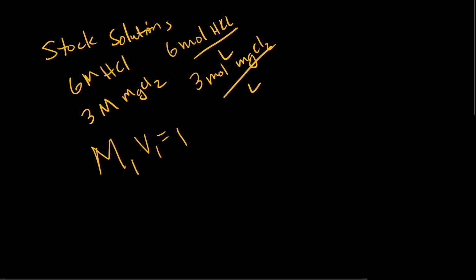So we've got M1V1 equals M2V2. Okay, so write that down. I did it correct this time. So let me just clarify what this means, and I'll show you how it works in a problem, one that we commonly use here. M1 refers to the concentration in molarity of our stock solution. So, stock solution concentration.